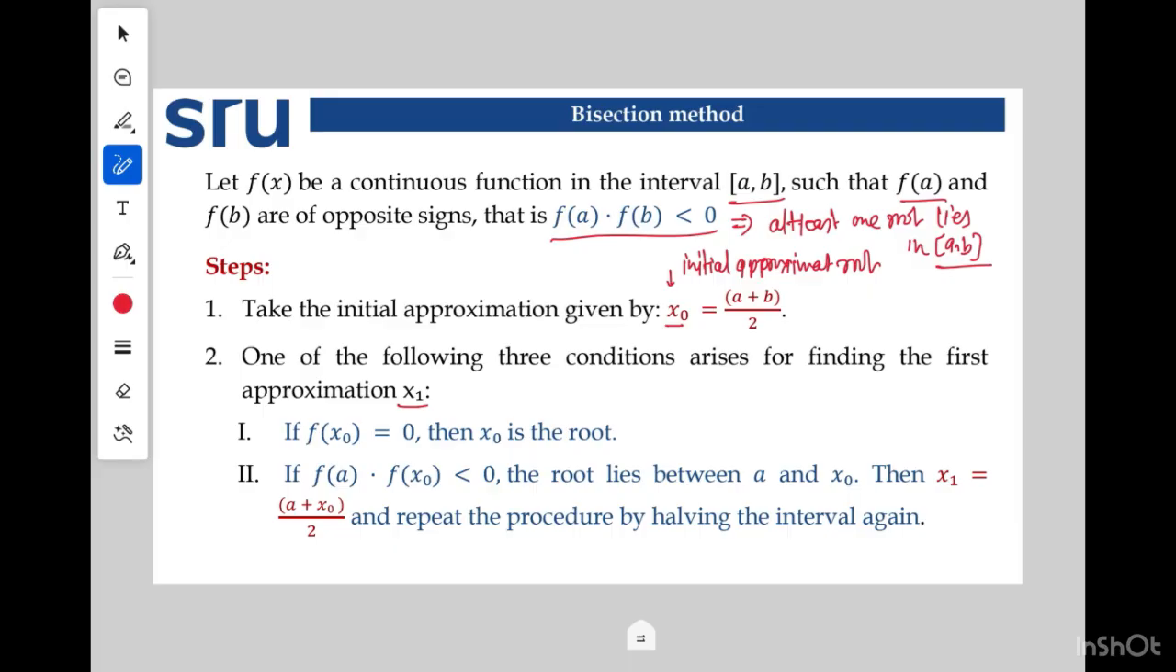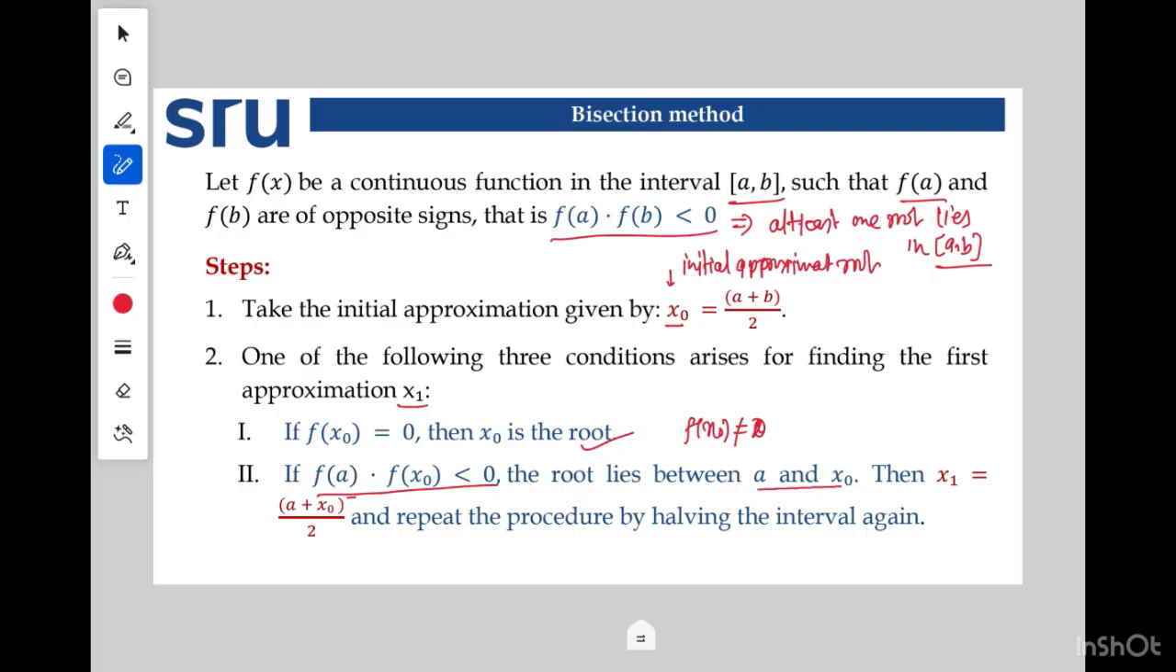So the first condition is if f of x naught equal to 0, then x naught is your exact root. And if f of x naught is non-zero, it means either f of x naught is greater than 0 or f of x naught is less than 0. Now we have to check the condition. If f of a into f of x naught is less than 0, then the root lies between a and x naught.